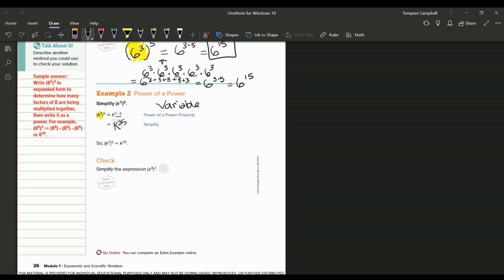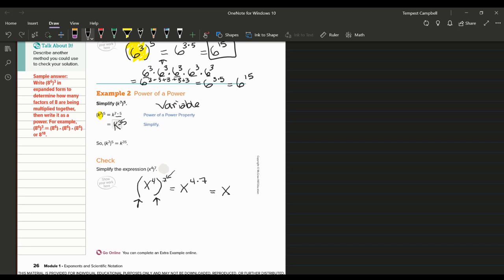Now that you've tried the check, let's do the work. So we get the whole thing, x to the power 4, to the power of 7. So that tells us we're using our rule. If you see parentheses like this and you see the exponent on the outside, that tells you we're doing our power of power property. So that means we're going to take what's on the inside, which is 4. We're going to multiply by 7.